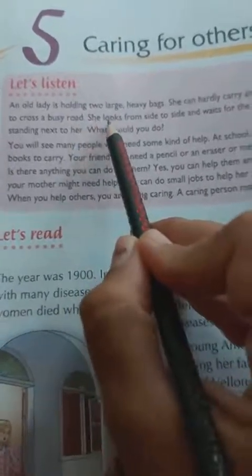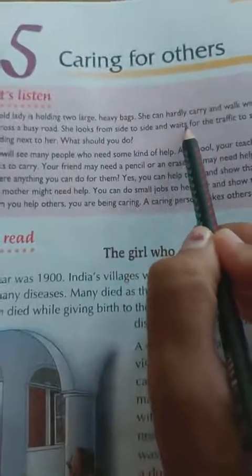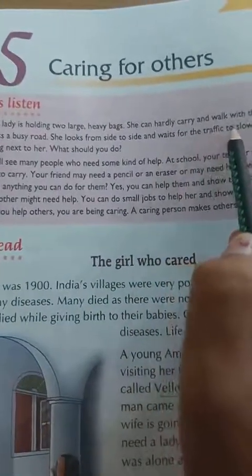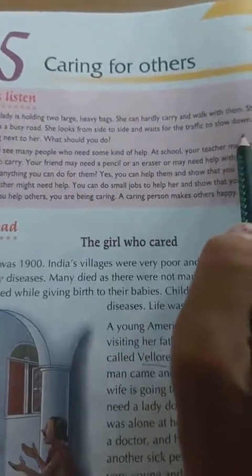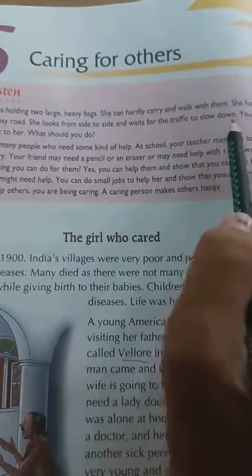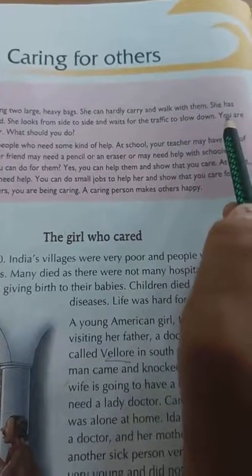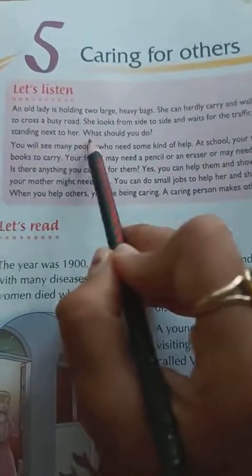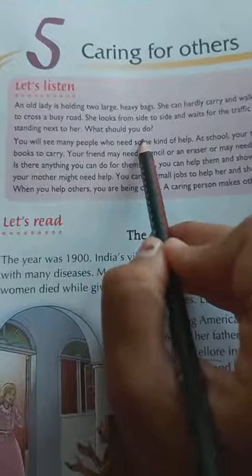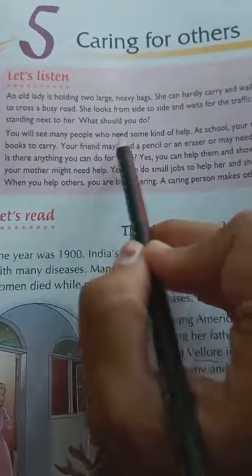She looks from side to side and waits for the traffic to slow down, then she will cross the road. You are standing next to her. What should you do? If you are standing next to that lady, what will you do?